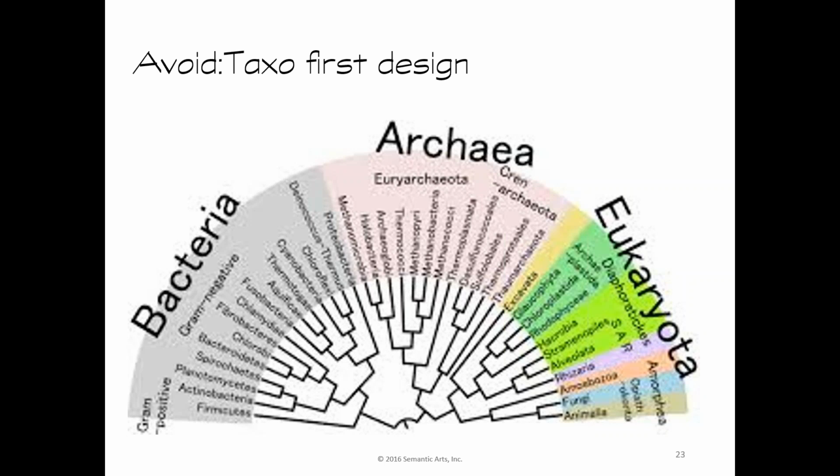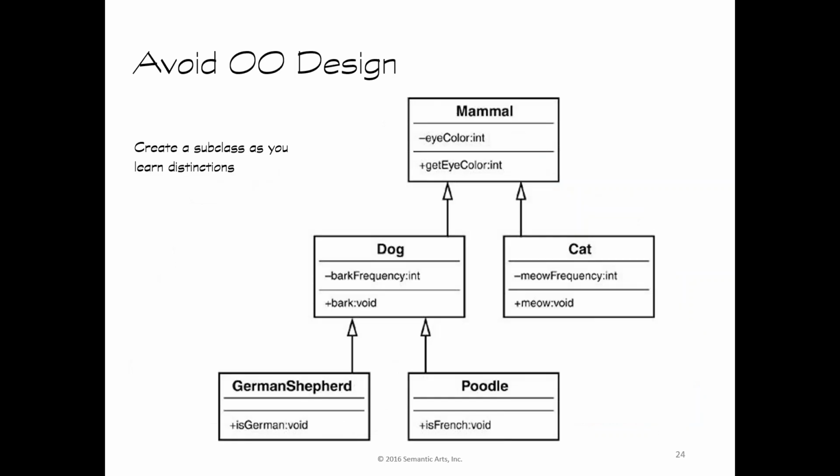The other thing to avoid, and I call it the object-oriented design, because most of us are descended from object-oriented designers, and what we learn to do is every time you learn a new concept, you create a new subclass and figure out what it is a subclass of. It leads to bad design. The more you learn, the more classes you have. And if you look at any large ontology, this is exactly what happened.